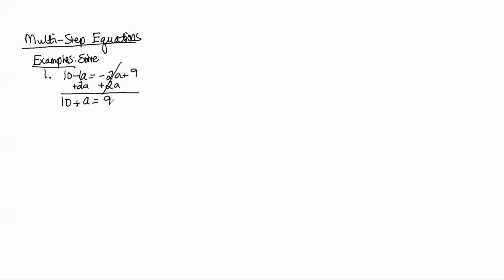And now we want to move this 10 over to the right. So it's positive 10, so we subtract 10. And we're left with a. And then 9 minus 10, they're opposite signs, so we subtract, take the sign of the larger number. So a equals negative 1.